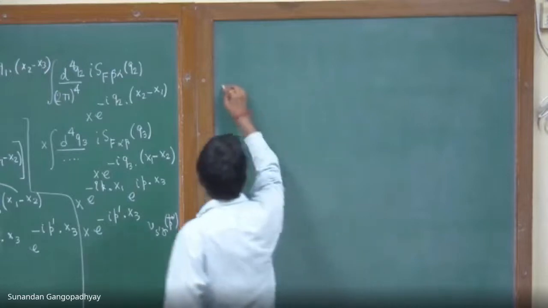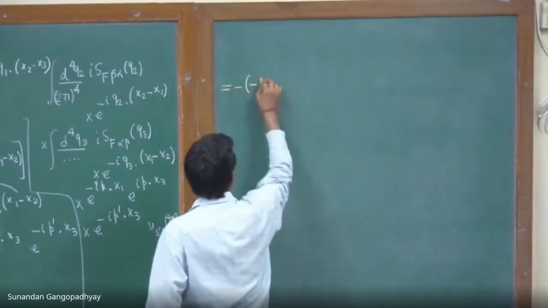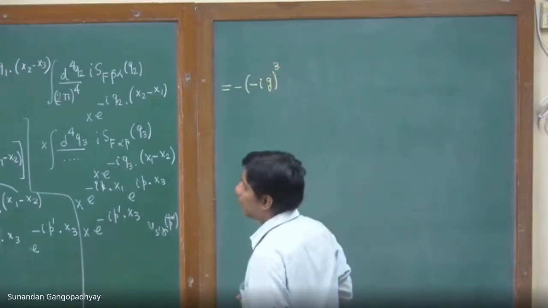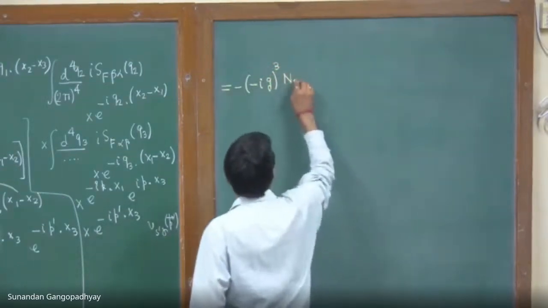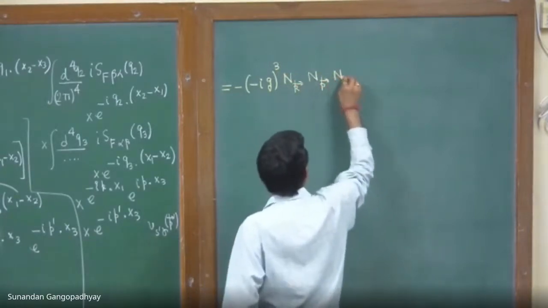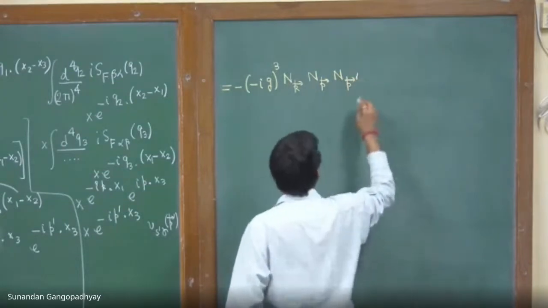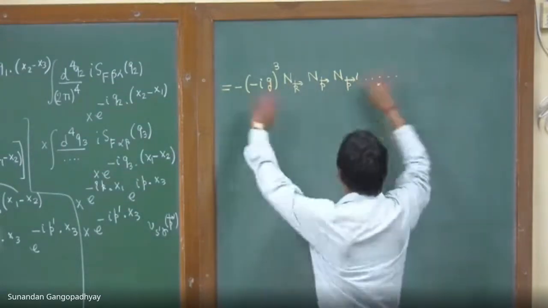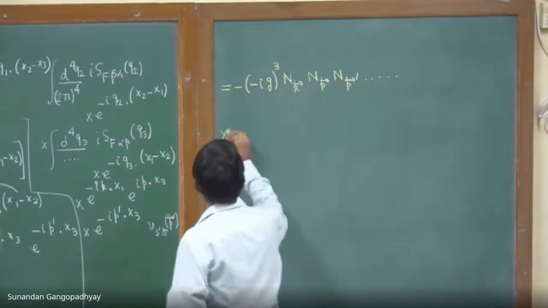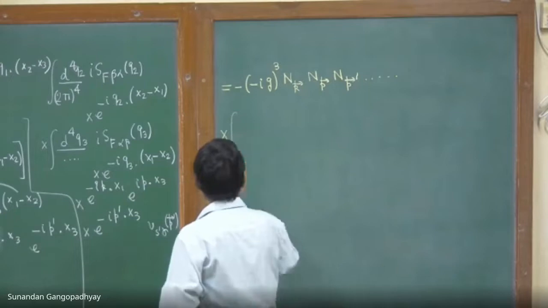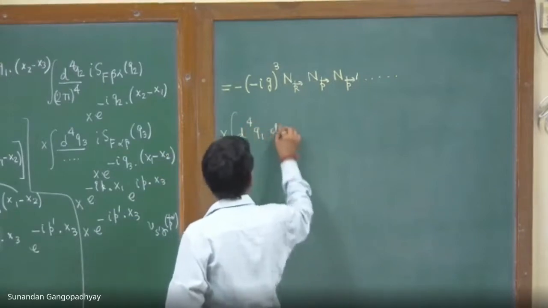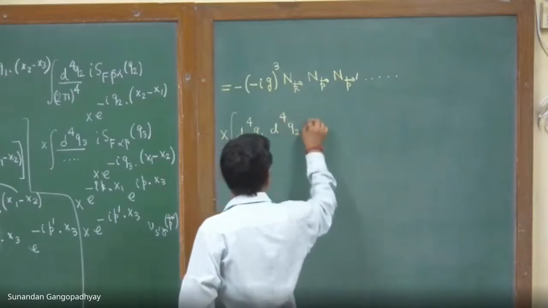So this factor, then you have this prime. So what I am doing is I am not writing down the other factors which are not important in the integration. So let me just write down the integration part.